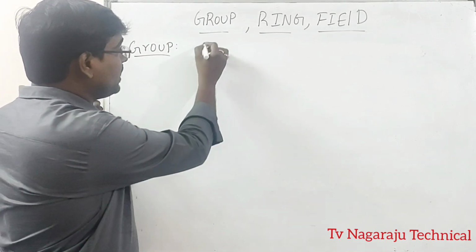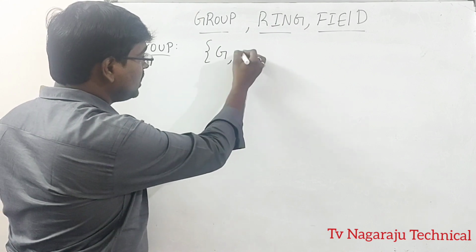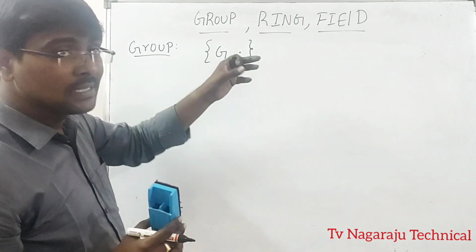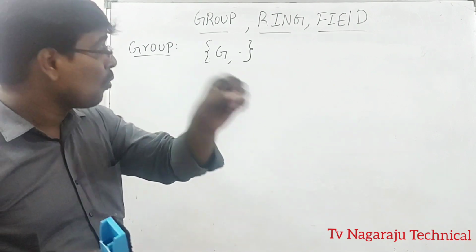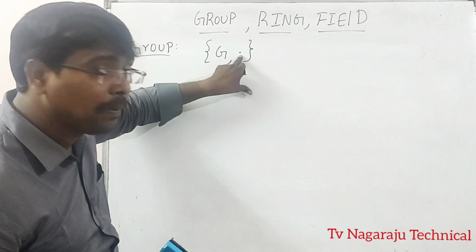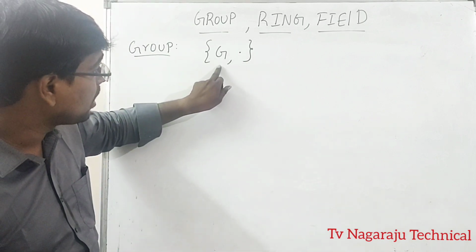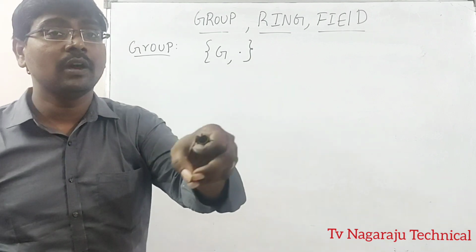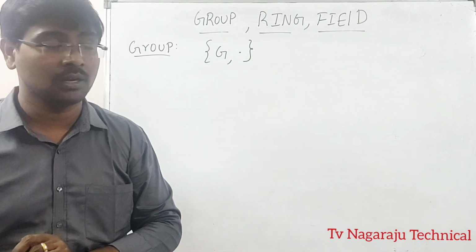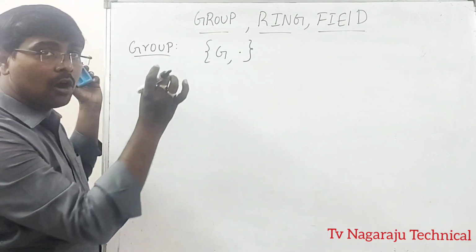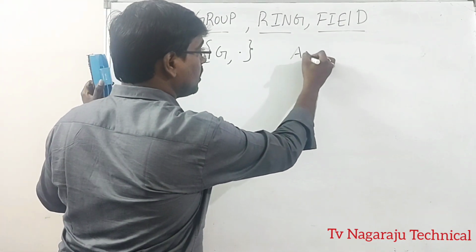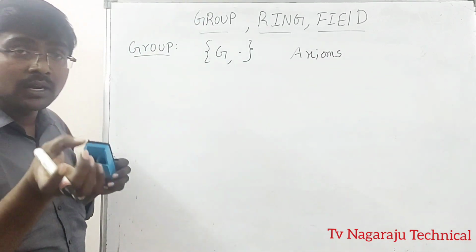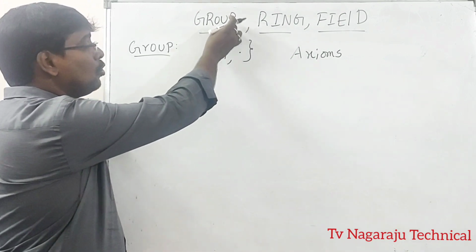A group is denoted by G comma dot. A group is simply a set of elements over the binary operator dot, for addition and multiplication. Now a group follows some axioms. Now we will discuss what are the axioms that are followed by a group.